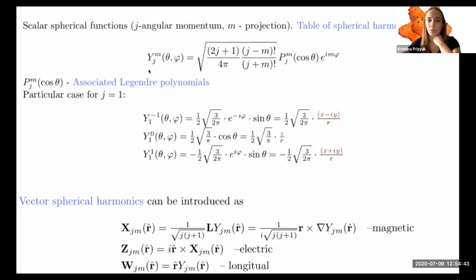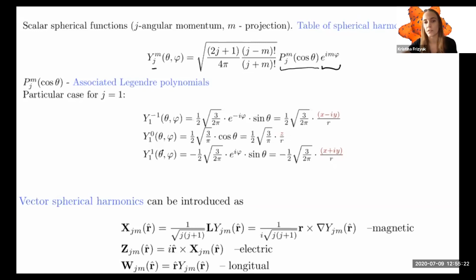Here are two numbers, J and M. They refer to angular momentum and its projection. Here is the square root, which refers to the normalization, and we will not pay much attention to these coefficients. Here are the associated Legendre polynomials, and here is the exponential multiplier, just the dependence on the angle phi.